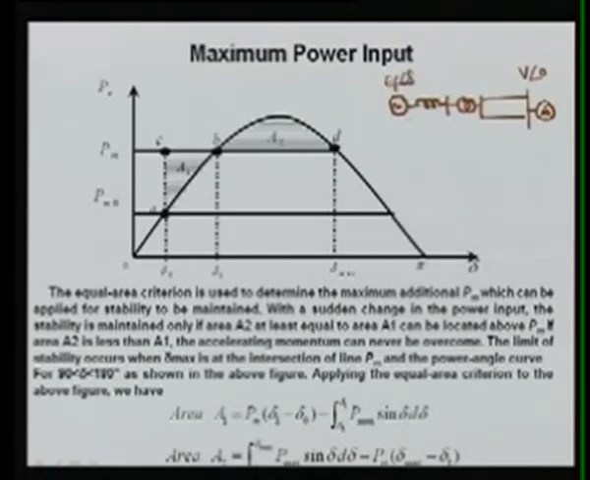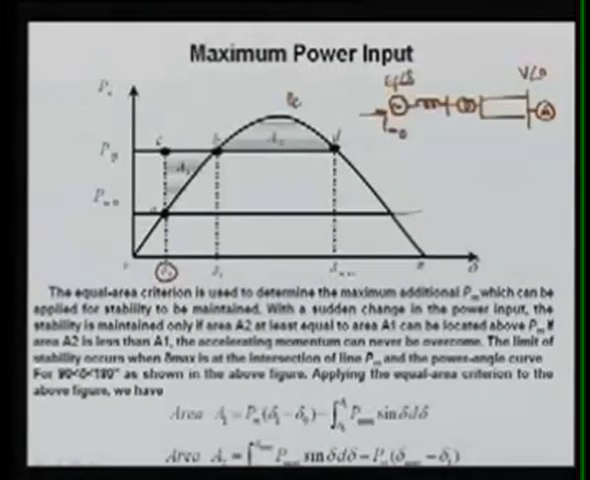In this case, the mechanical power that is entering is PM naught. Your machine is operating at angle delta naught, and point A will be the operating point when the feeding mechanical power is PM naught. As I explained, the operating point will be the intersection of the mechanical power line PM and the PE curve, which is a function of sine delta. So the intersection is point A.